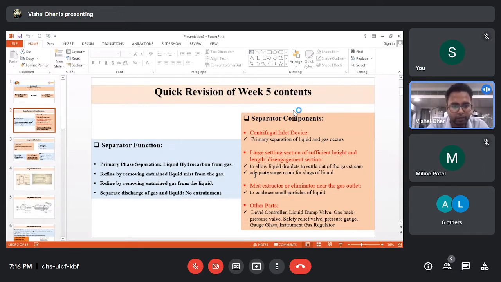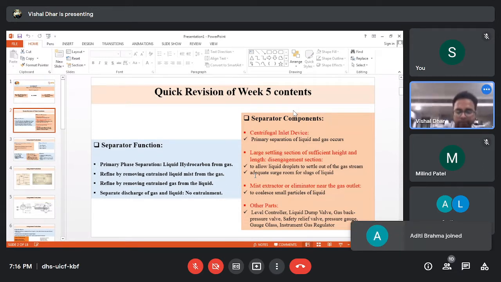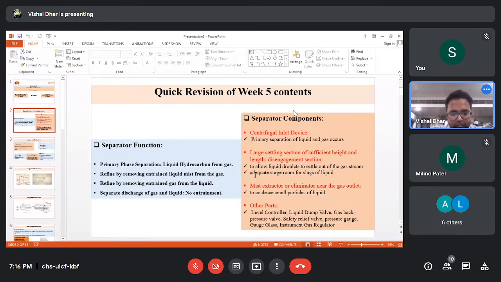So, what are separator functions? It is an instrument mainly for primary phase separation, separating liquid from gas. So it separates liquid hydrocarbon from gas. It also refines the gas by removing entrained liquid mist from it. The liquid mist present in the gas as droplets is also separated. It also separates the entrained gas from the liquid. The gas bubbles that are trapped in the liquid are also separated. It also provides separate discharge of gas and liquid, which means without entrainment; if there is gas and liquid, they also get separated.